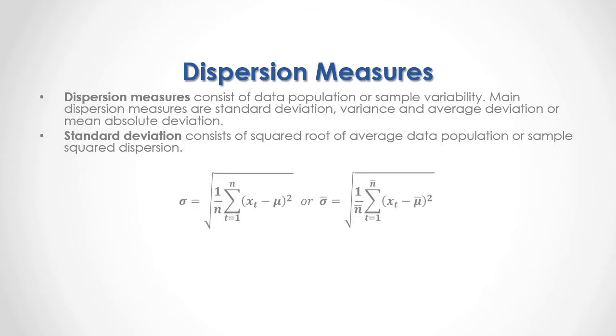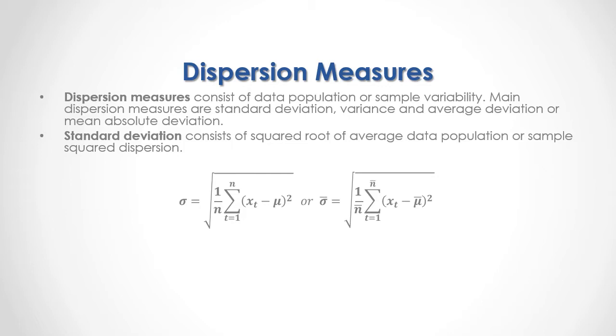As a formula, to the left we have the population standard deviation with the Greek letter sigma, which is equal to the square root of 1 divided by n, that's the number of observations within the population, multiplied by the sum from the first to the last of the differences between the data within the population minus its arithmetic mean, and that result to the power of 2.